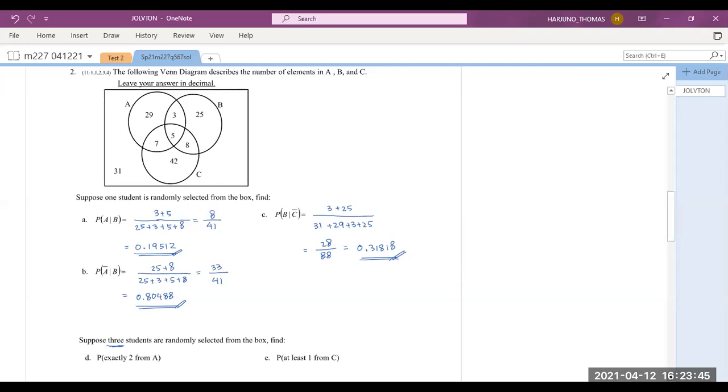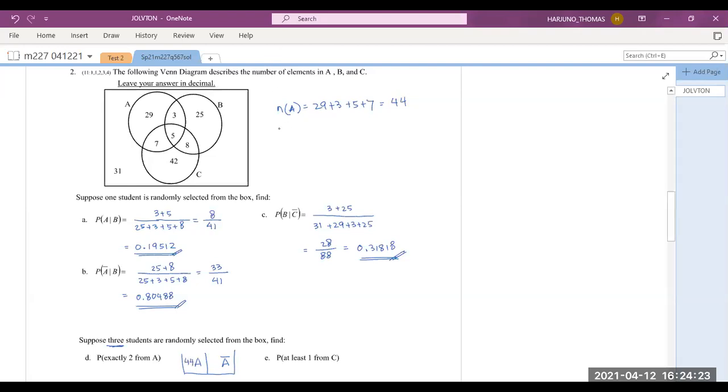Now, if you take a look at that Venn diagram, compared with what they want, we basically see that the box, that Venn diagram, consists of those who are in A and those who are not in A. Is it right? Now, let's see how many elements are in A. The number of elements in A is 29 plus 3 plus 5 plus 7. That's 39 plus 5 is 44. So there are 44 elements in A.